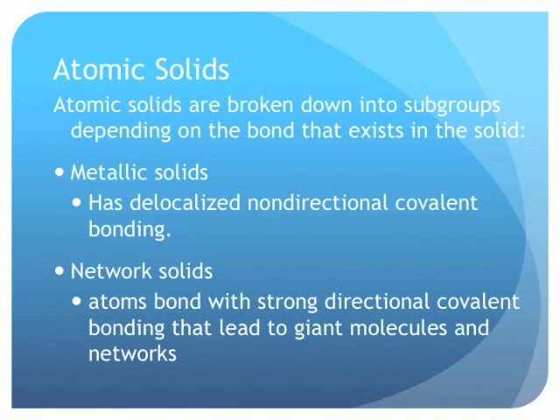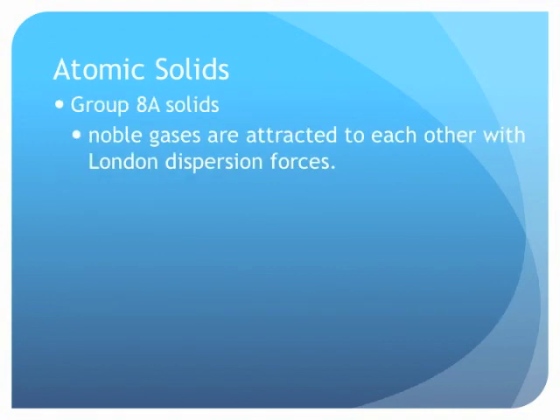Atomic solids are even further divided into smaller groups. These subgroups, depending on the bond that exists in the solid, can be divided into metallic solids, which have delocalized non-directional covalent bonding, and network solids. These are atoms that bond with strong directional covalent bonding that lead to giant molecules and networks. Directional bonding refers to how bonds take on shape and direction, like the shapes that we talked about in the last unit. The third subgroup in atomic solids is group 8A solids, in other words, group 18 noble gases.